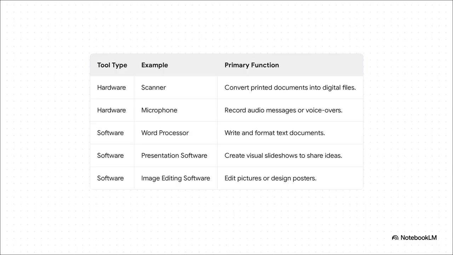So you might use a scanner, that's the hardware, to get an old drawing into your computer. Then you use image editing software to clean it up and add color. Or maybe you record your voice with a microphone, hardware again, and then you pop that audio into some presentation software. See? It's always this dance between the physical tool and the digital program.